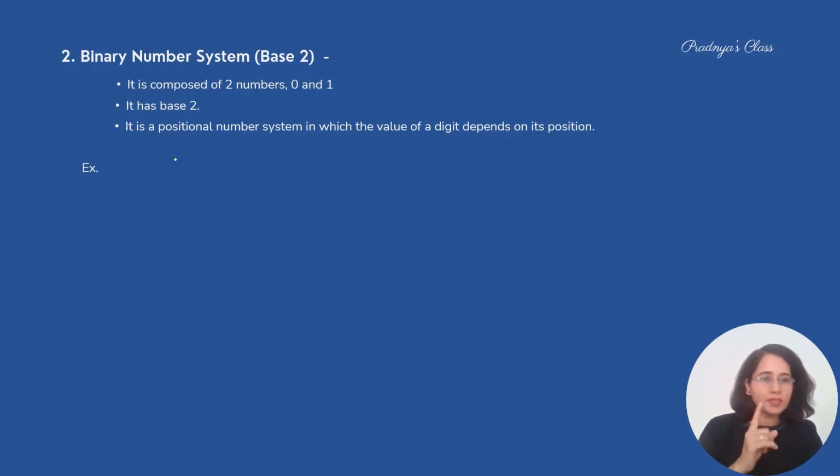If it is on, it means 1; off means 0. So it has only two numbers, 0 and 1. That's why it has base 2. It is also a positional number system.